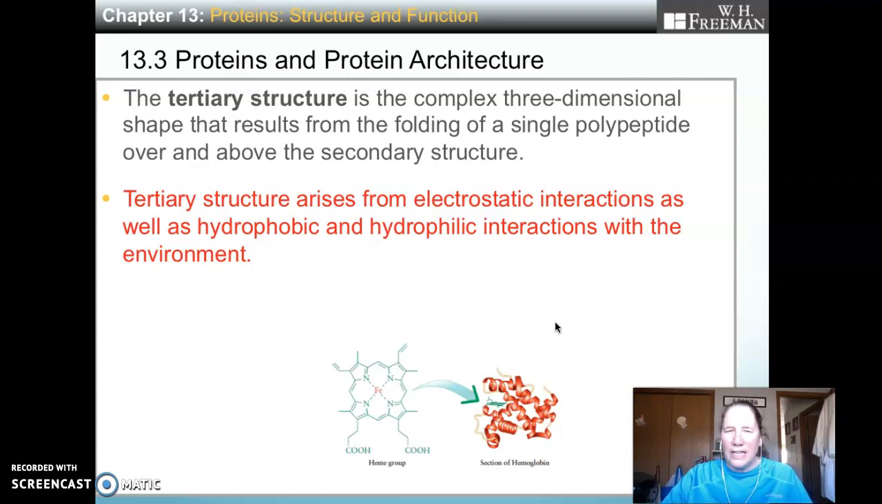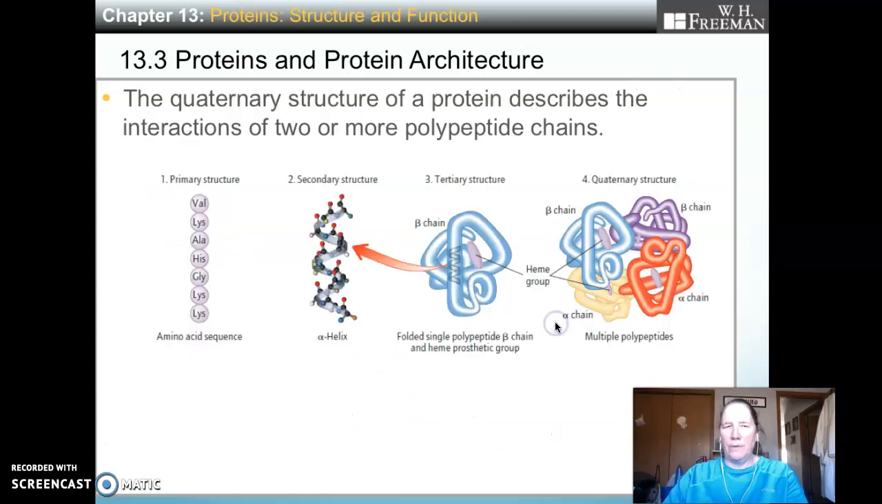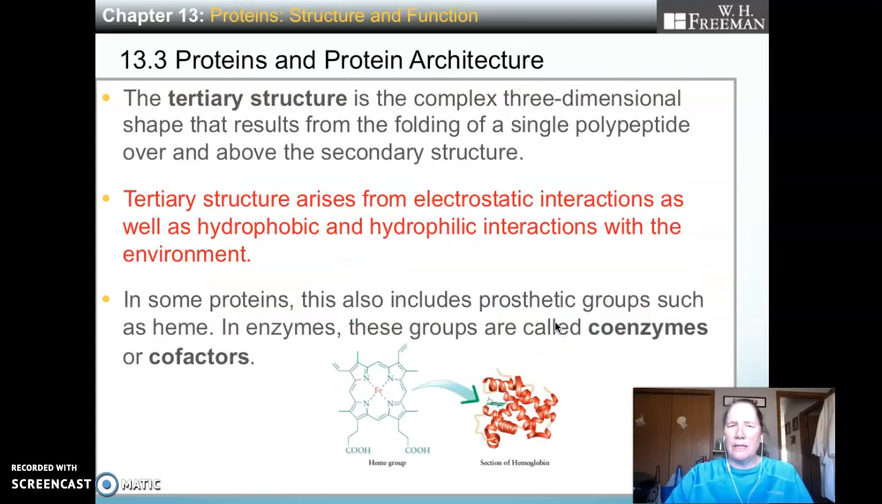So you're going to get different ends sticking out. Some proteins, it causes what they call heme, which is like in hemoglobin. In the middle part of a hemoglobin, you have a heme, which actually is attracted to oxygen. So you can get coenzymes or cofactors. But really what happens with the third is the 3-dimensional shape.